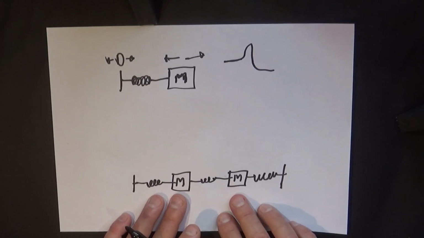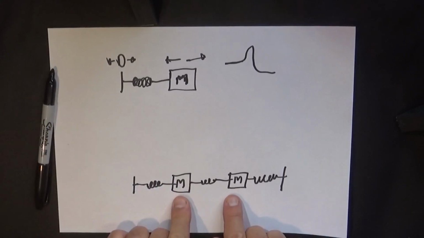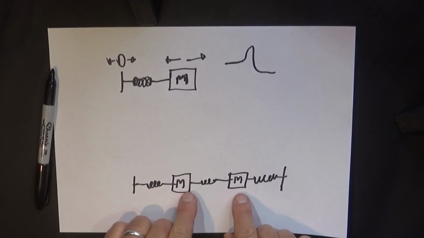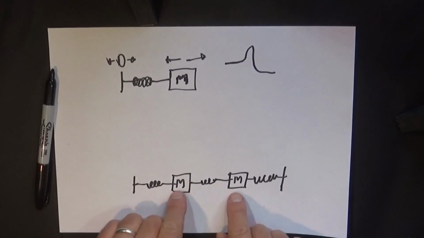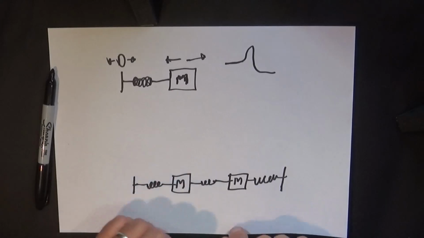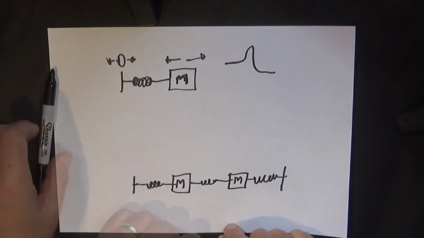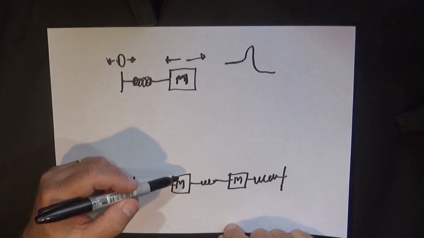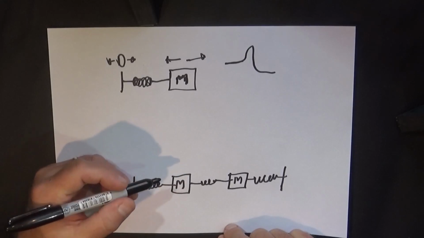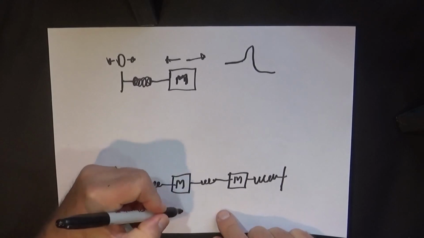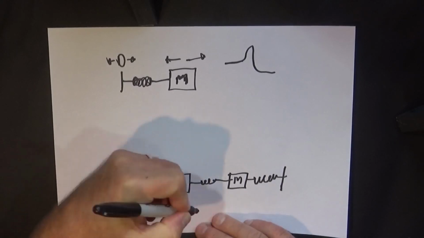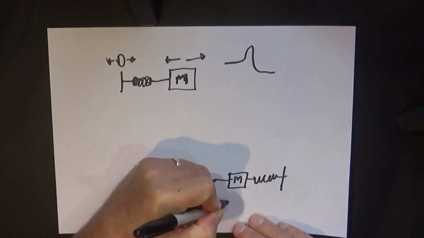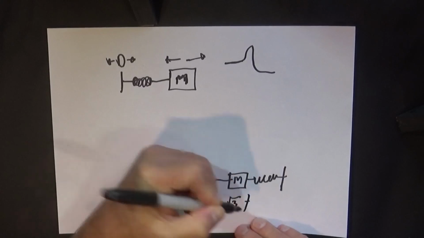So this will have two resonant frequencies, one where the masses are going opposite and one where the masses are going the same. And it turns out that these frequencies are the normal resonant frequency F and square root of 3 times F.